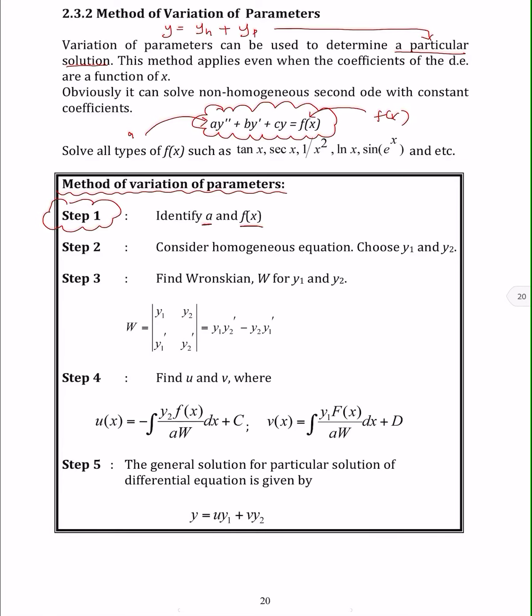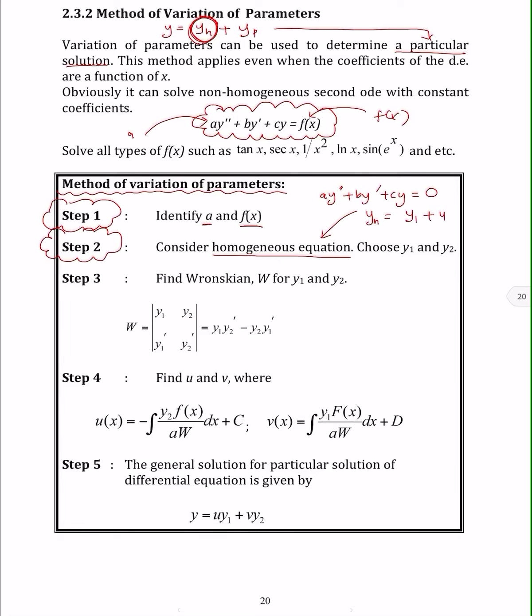Step 2: we consider the homogeneous equation and choose y1 and y2. This is the homogeneous equation, the yh. So we need to solve the homogeneous equation ay double prime plus by prime plus cy equals 0, and then we will obtain the value of yh.